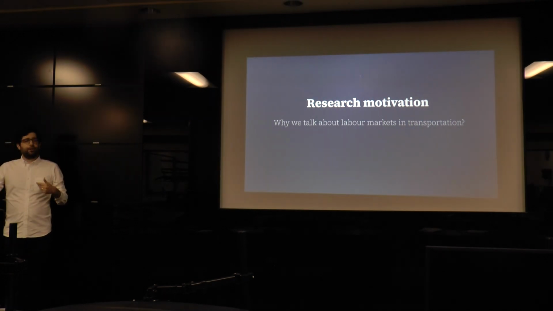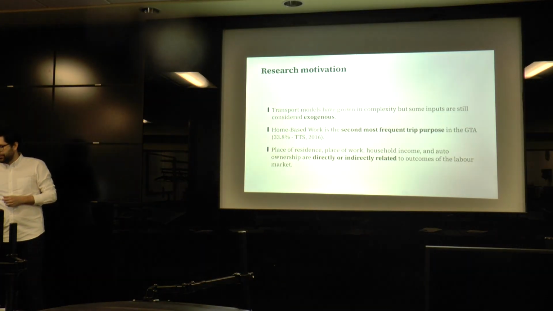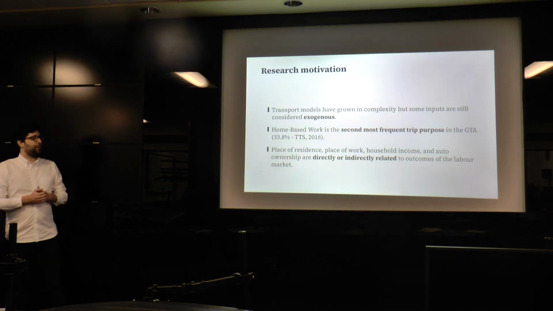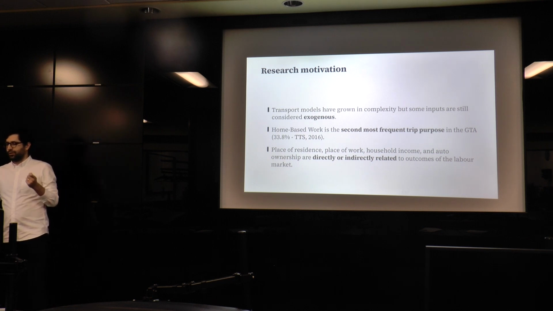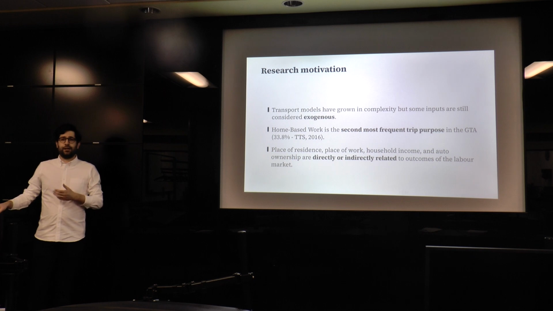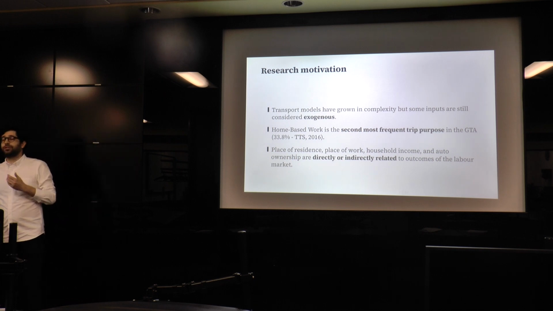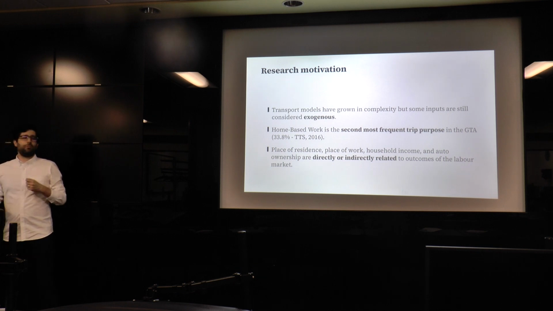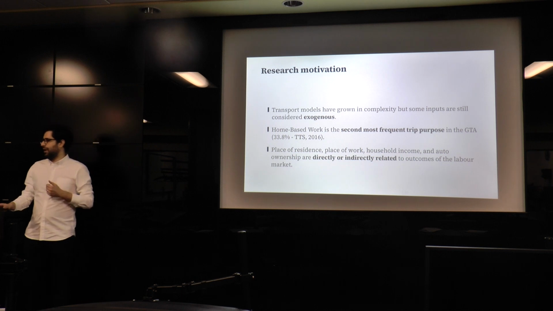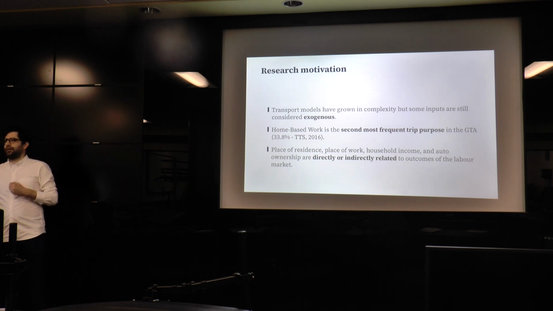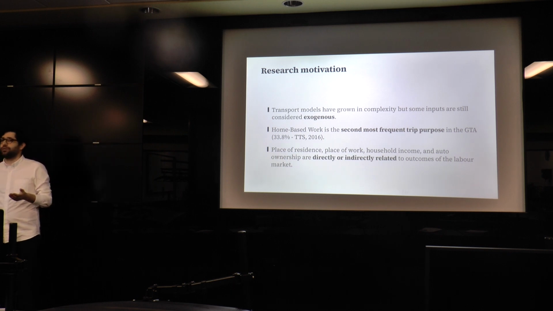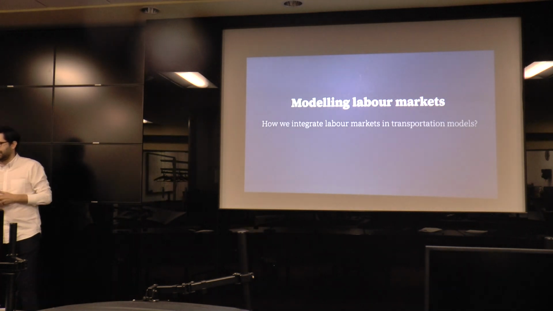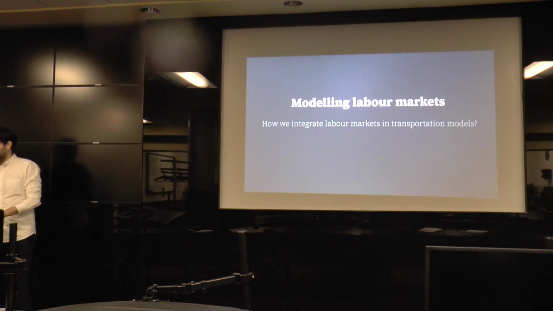So, when we talk about labor markets in transportation, transport models have grown in complexity, but some inputs still remain exogenous. And this is more important because work is the second most frequent trip purpose in the GTA area, according to the TTS survey. Also, some variables such as place of residence, place of work, household income, and auto ownership are directly or indirectly related with the outcomes in the labor market. So for that reason, we consider that we need to integrate that part into the transport models.